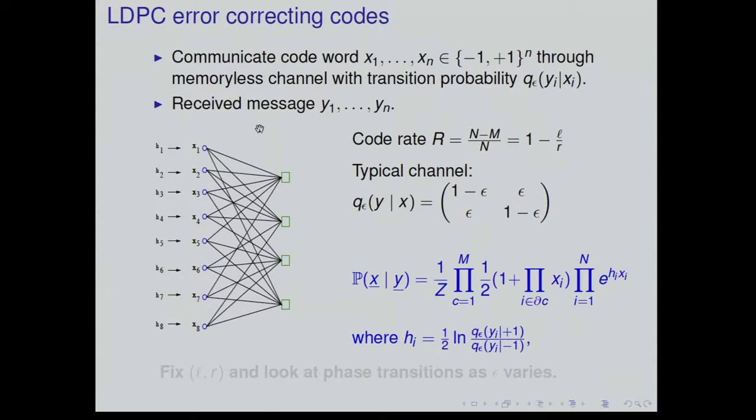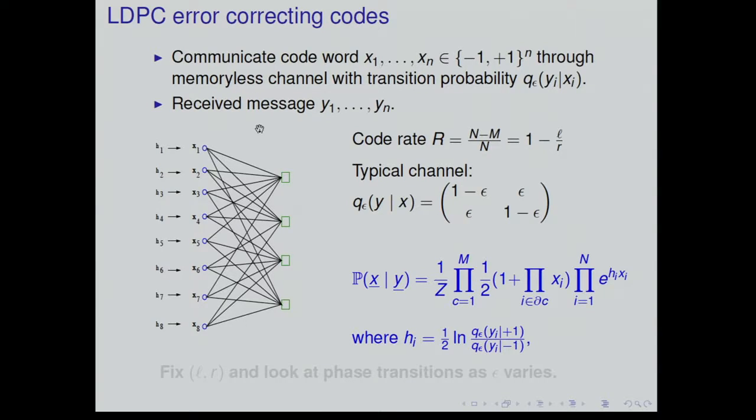of the channel outputs. Okay, so the channel outputs y_i are encoded or parameterized by this log likelihood ratio h_i that you can think of as a magnetic field that acts on spins and has a tendency to polarize spins up or down. So that's your prior information.